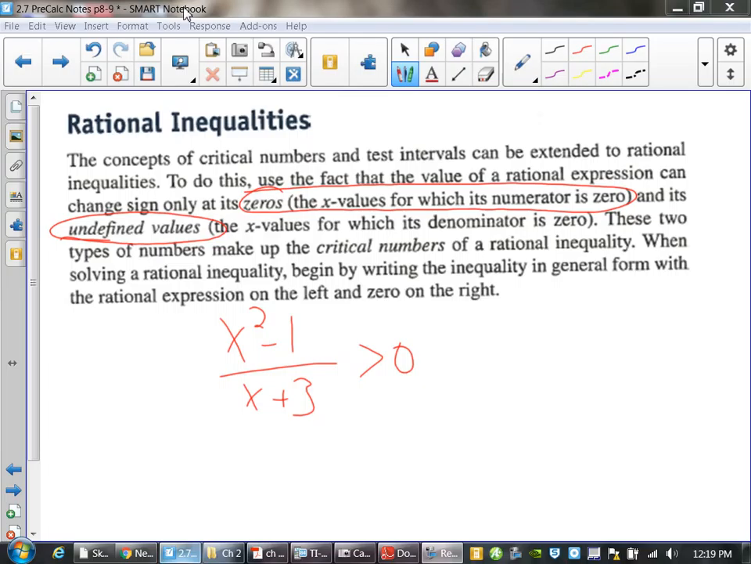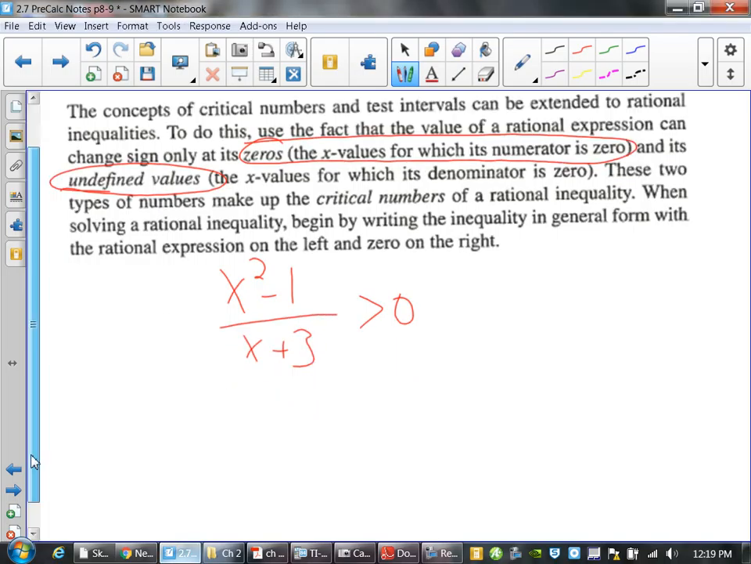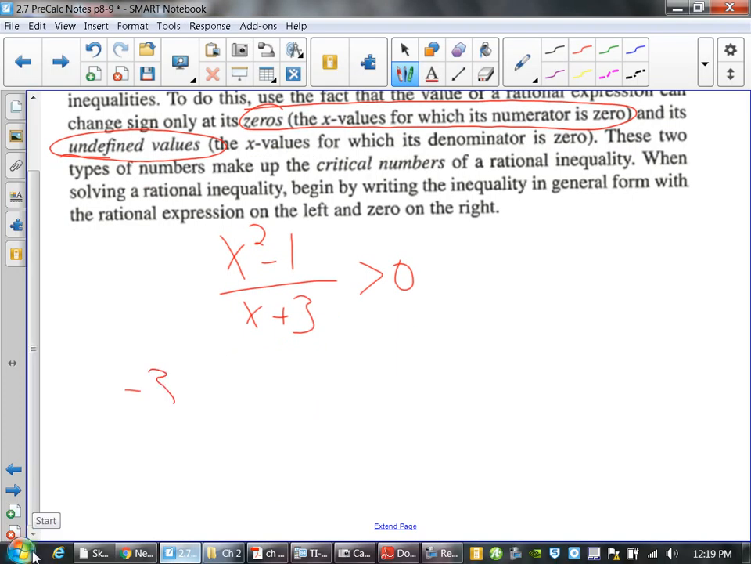So if I'm looking at this equation here, if I was going to list my test points, well, what are the zeros of the numerator? Plus or minus 1, and what makes the denominator 0? Negative 3. So I'd have to test it at 3 spots: negative 3, negative 1, and 1. So I'd have to look at 4 different intervals: smaller than negative 3, between negative 3 and negative 1, between negative 1 and 1, and bigger than positive 1.